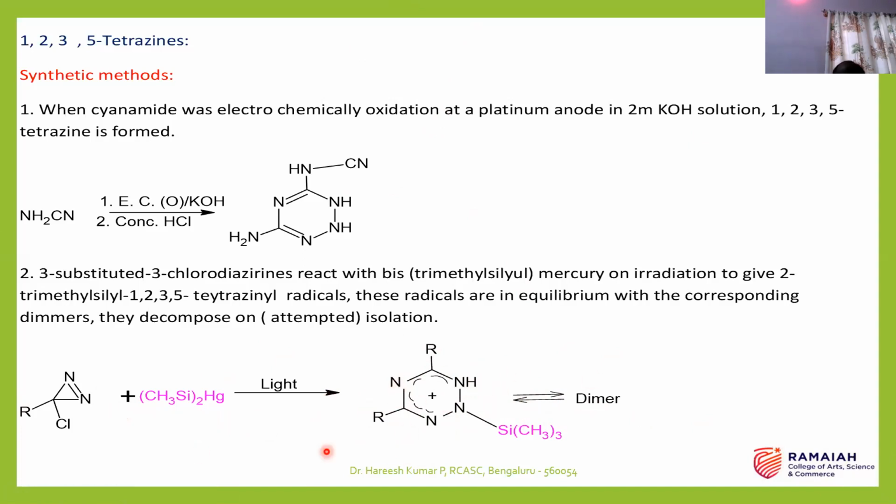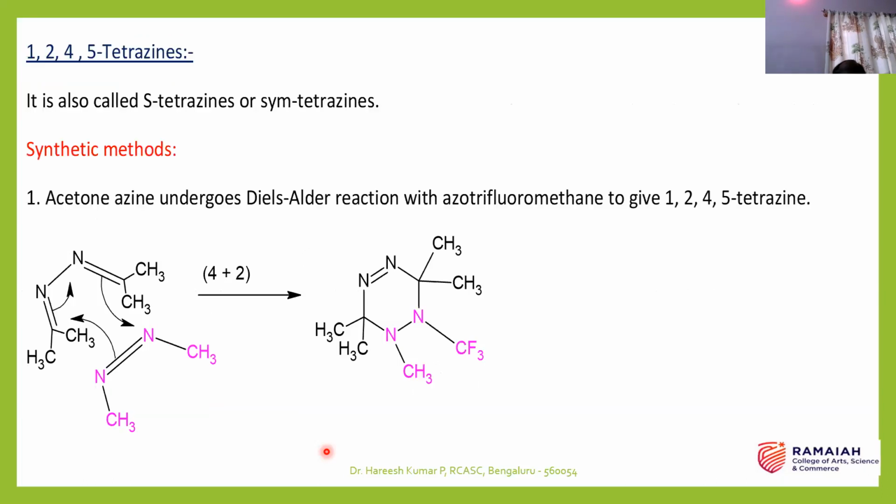With this I will go for one more kind of tetrazine. One more kind is 1, 2 and then 4, 5. Here I will show, 1, 2, 4, 5 tetrazines. It's also called S tetrazines, otherwise it's also called symmetrical tetrazines. Okay, so what will happen here?